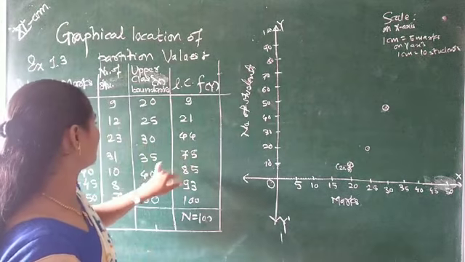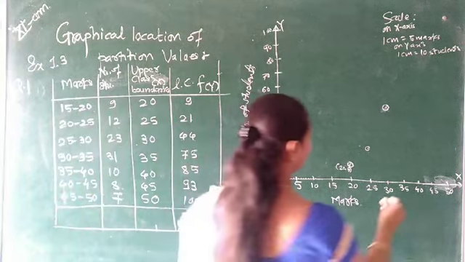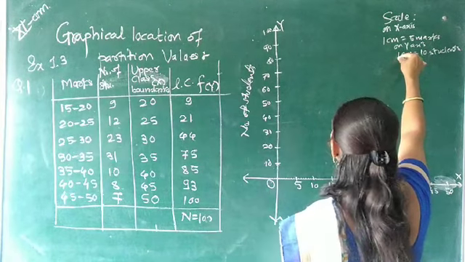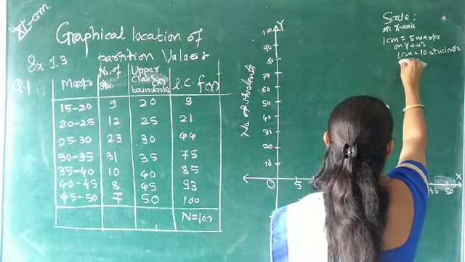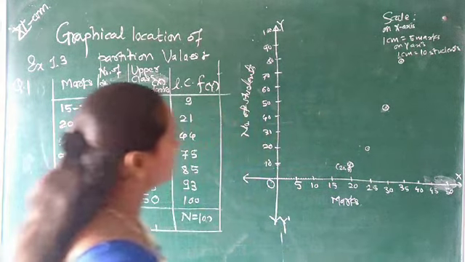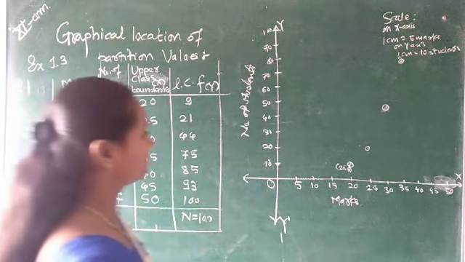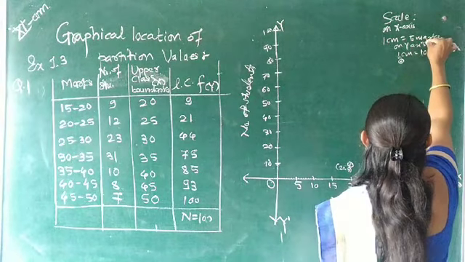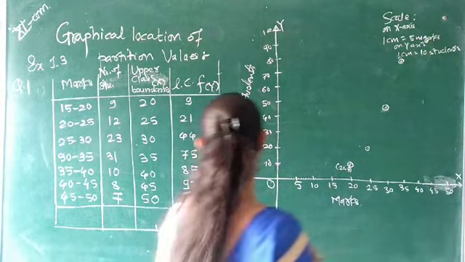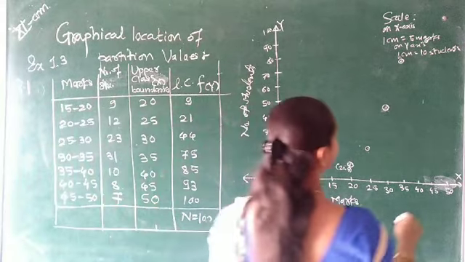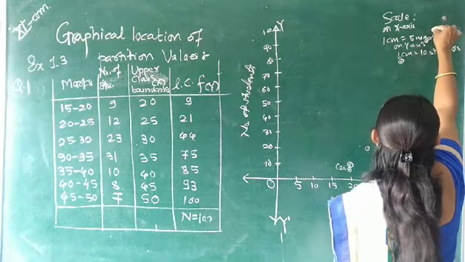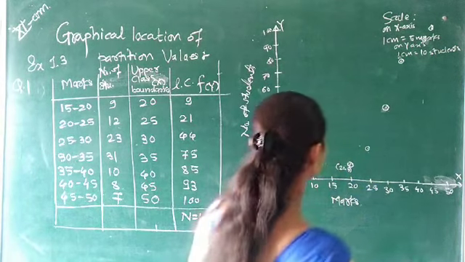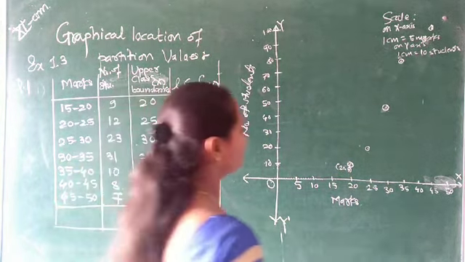30, 44. Next 35, 75. 35 and then 75. 35, 75. Next one 40, 85. 40, 85. 45, 93. Next one 50, 100.